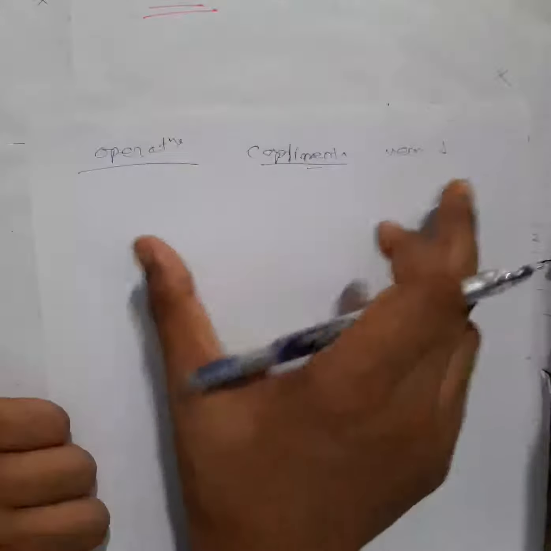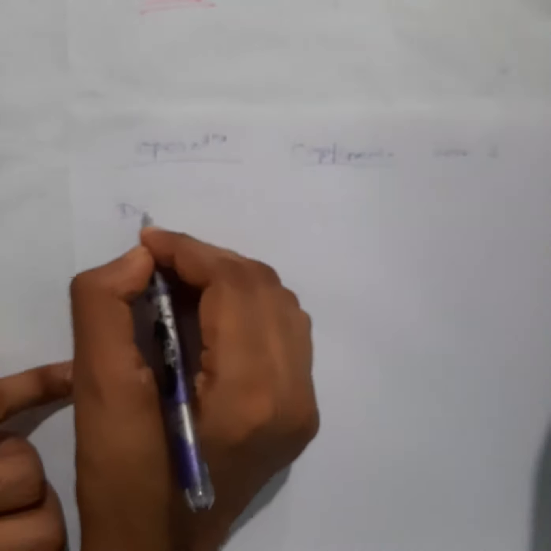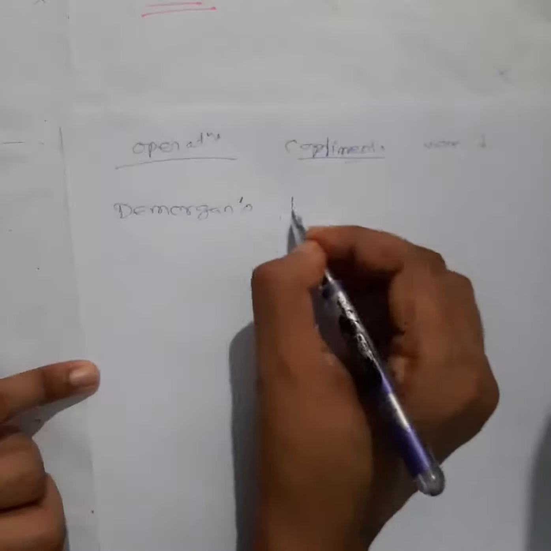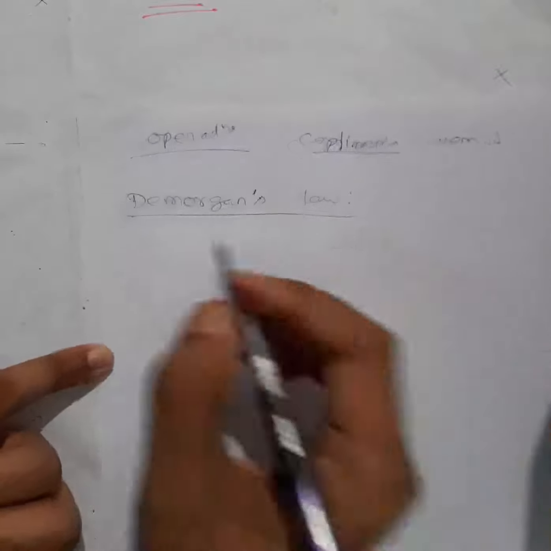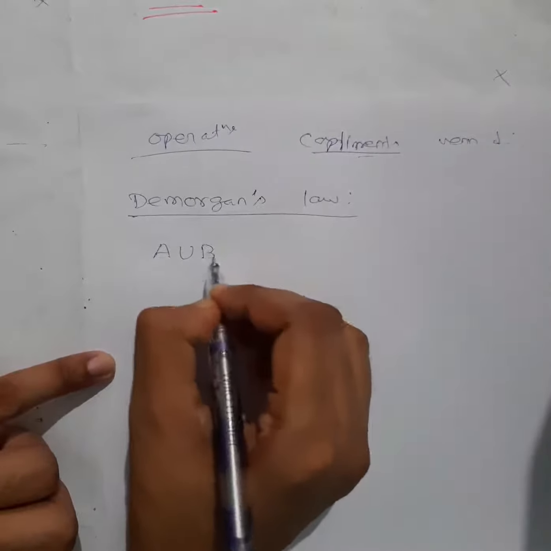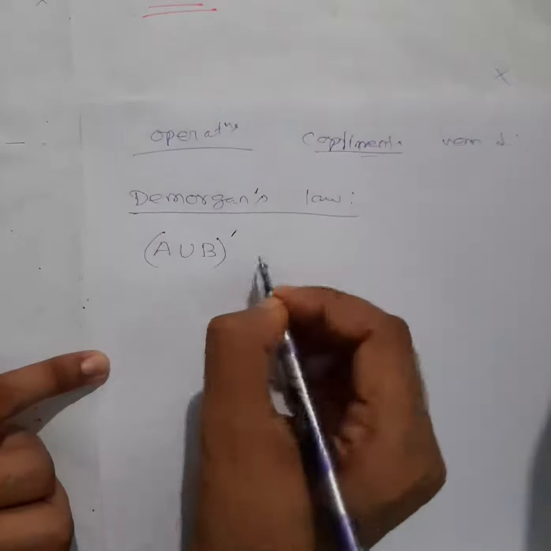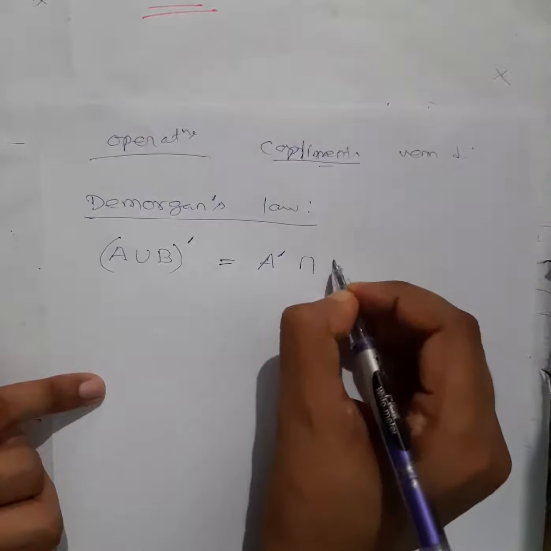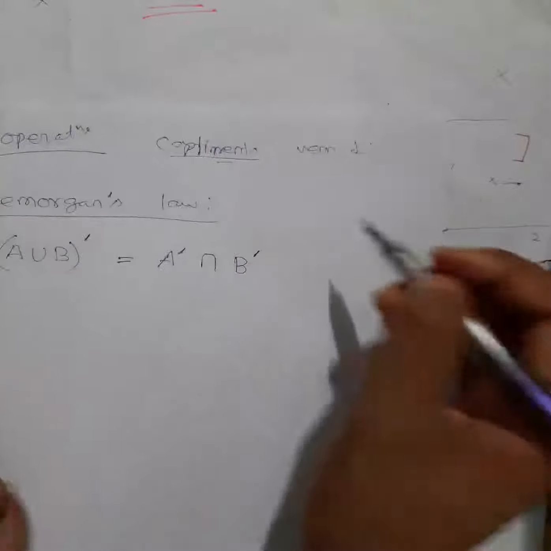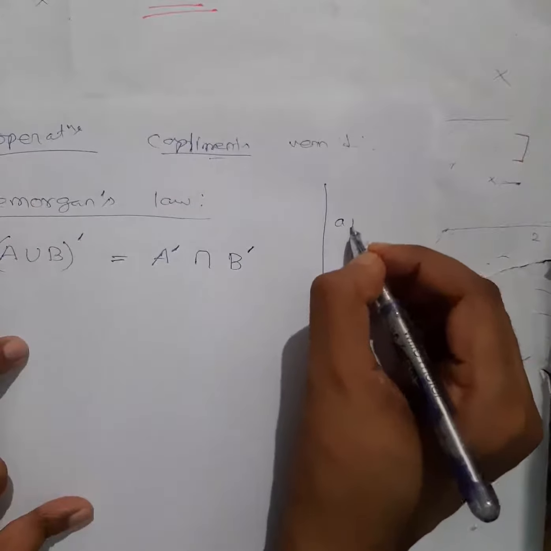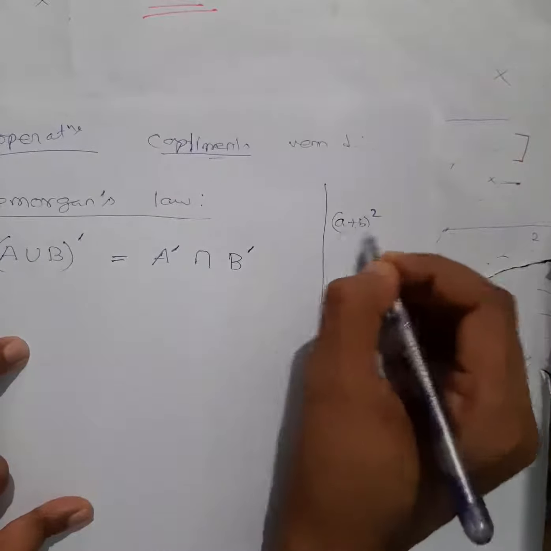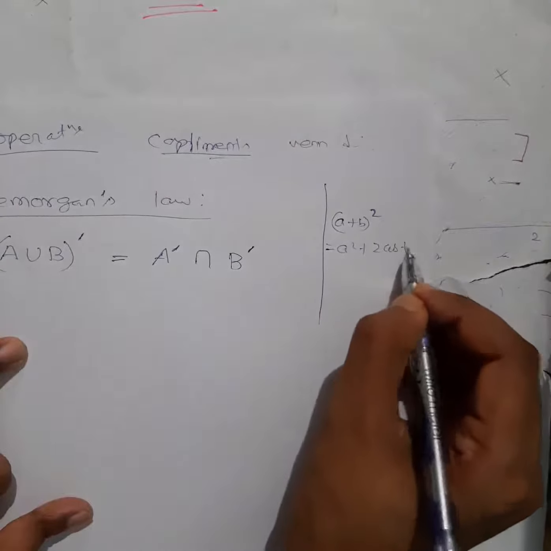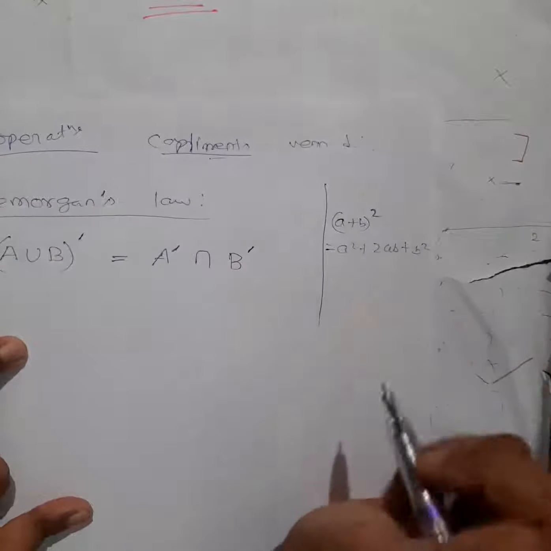Now based on this we will discuss one important law, that is De Morgan's law. You can note this down. This De Morgan's law says: (A union B) whole complement is always equal to A complement intersection B complement. Like for example, (A plus B) whole square in algebra, how did you solve this? A square plus twice AB plus B square. You used to break it like this, right?